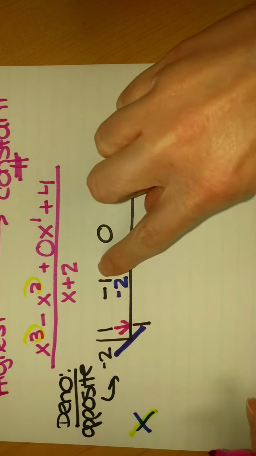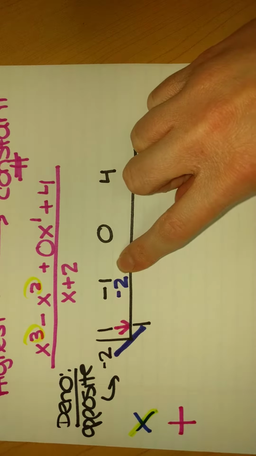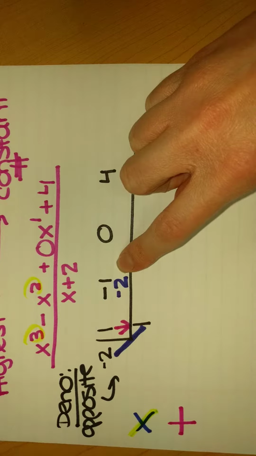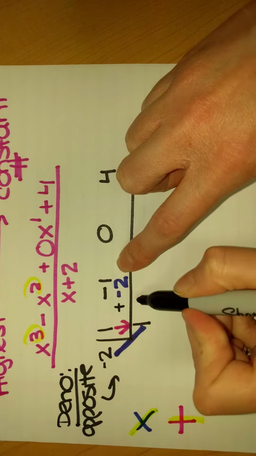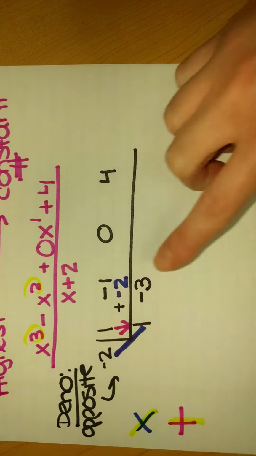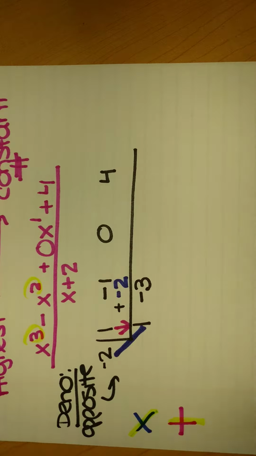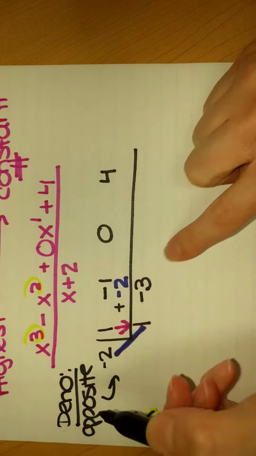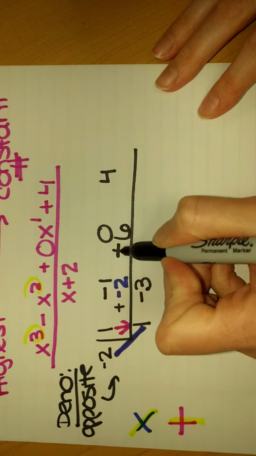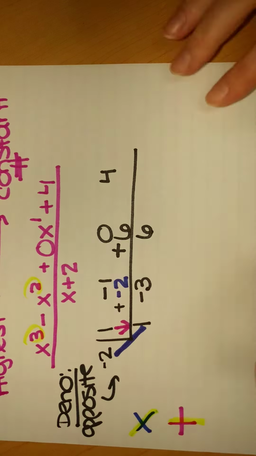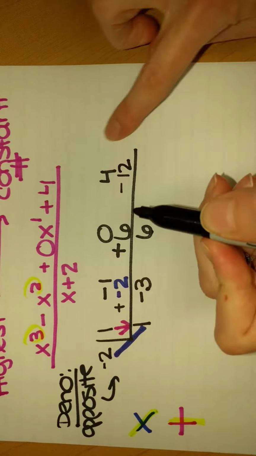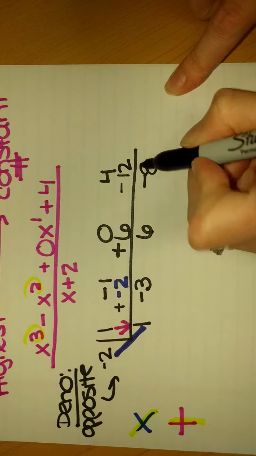Then we add these two numbers vertically. So I always like to think about in the addition sign, we have a vertical element. So we add those two vertically and we get -3. And then we repeat this process, multiplying diagonally, adding vertically. So -3 times -2 gives us 6. Add vertically to get +6. Multiply 6 times -2 to get -12. Add vertically to get -8.